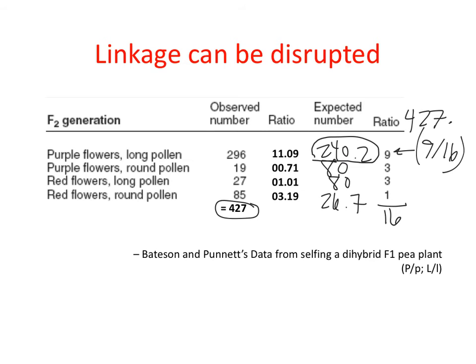Right. That 9:3:3:1 ratio came out of the dihybrid Punnett square. So all we're doing is converting that from fractions into actual expected numbers of individuals that we would expect to see. So the sum of those expected numbers will also be 427 if you don't round. So that's a 9:3:3:1 ratio of individuals, 240 to 80 to 80 to 27.